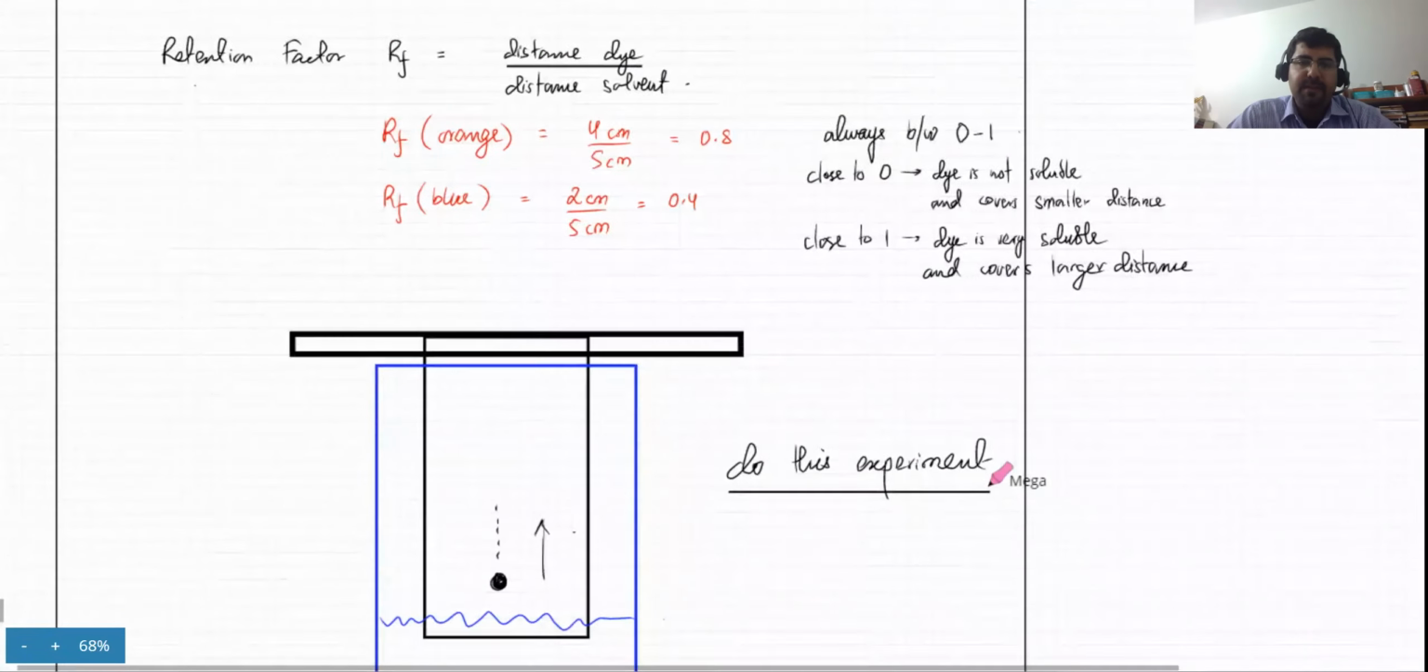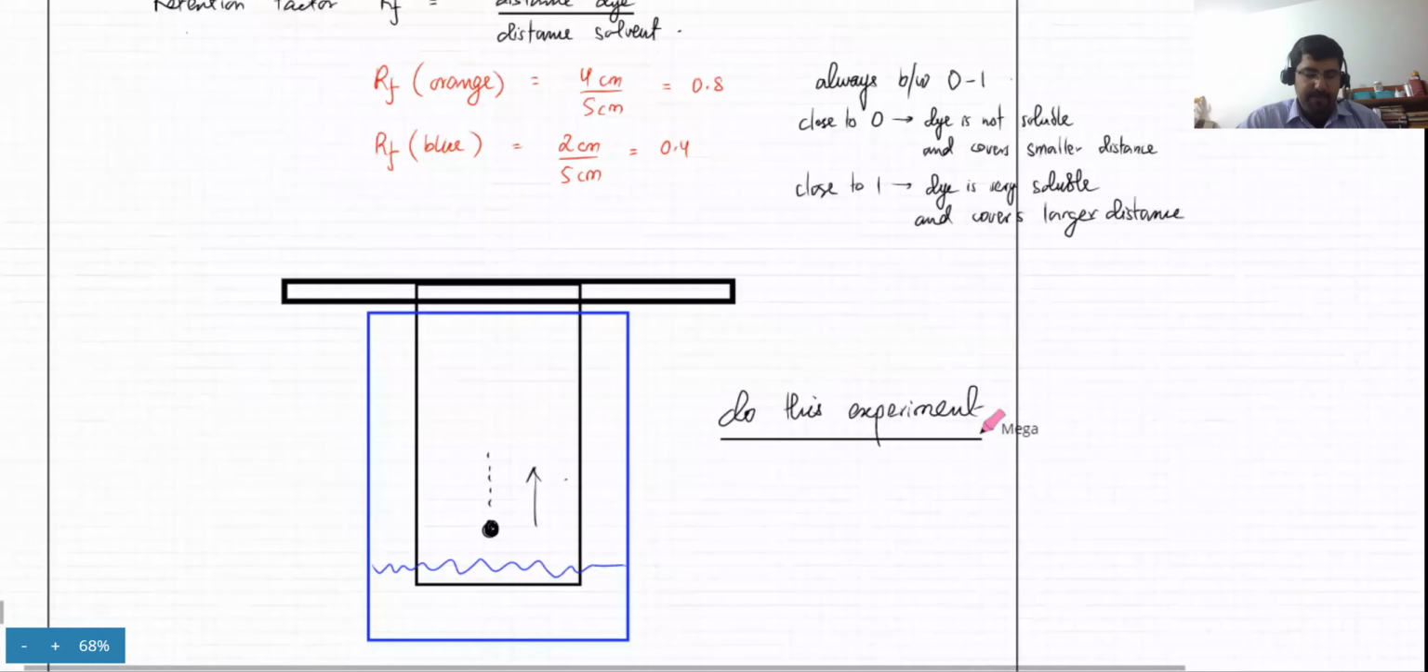Okay, we're almost done with the separation techniques. We'll do past paper questions now.